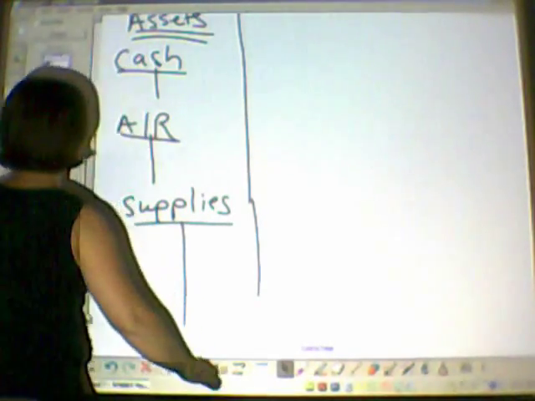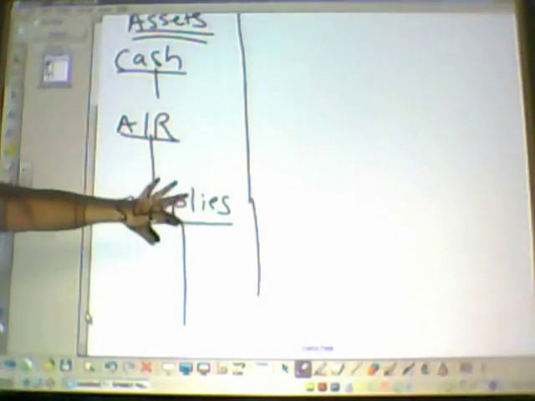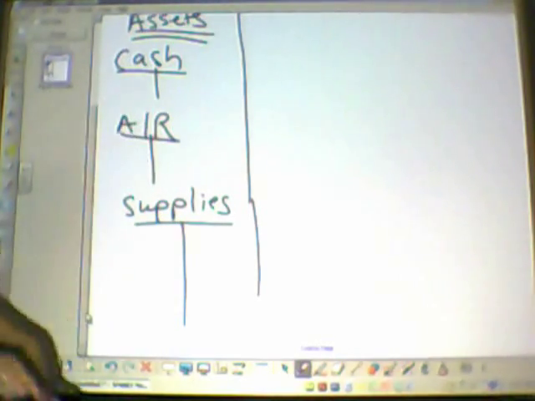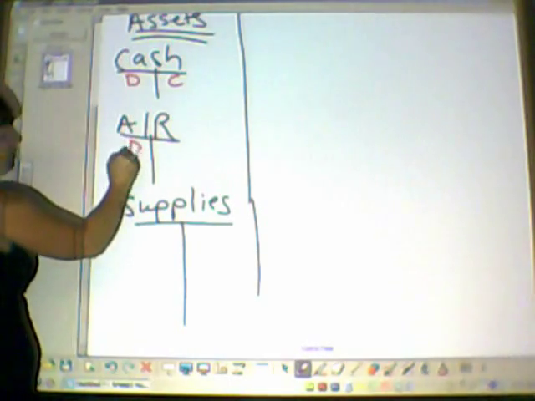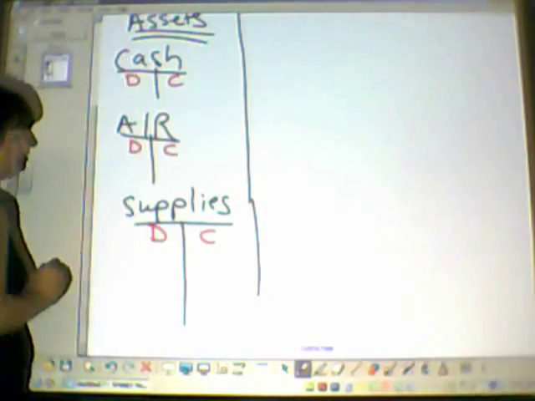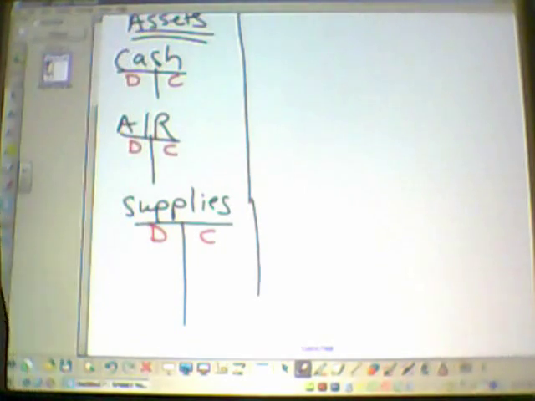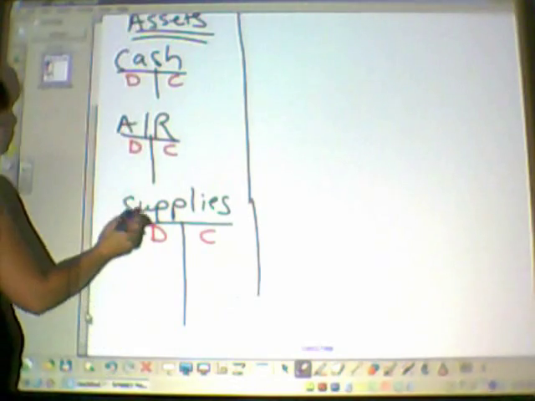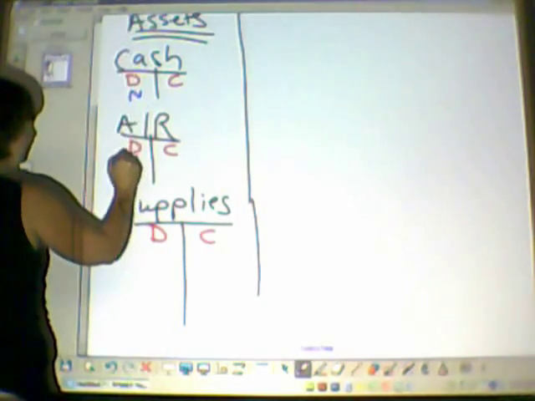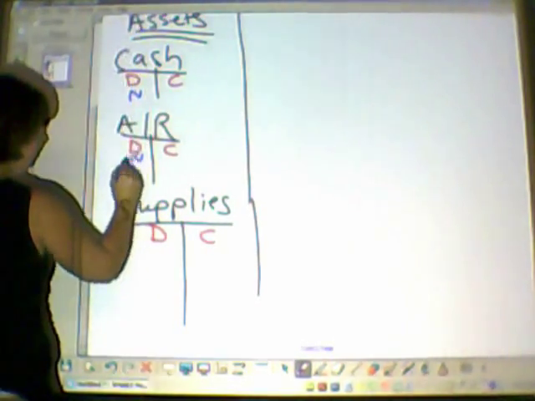And I said yesterday that these little T's have left sides and right sides, but they're always labeled. Left side is debit, right side is credit. Thank you very much. So we'll do debit, credit, debit, credit. Okay, then I also said what side goes up, what side goes down, and which is the normal balance side. Right? Okay, so I'm going to say that all assets have a normal balance side of debit. That's an N, by the way.